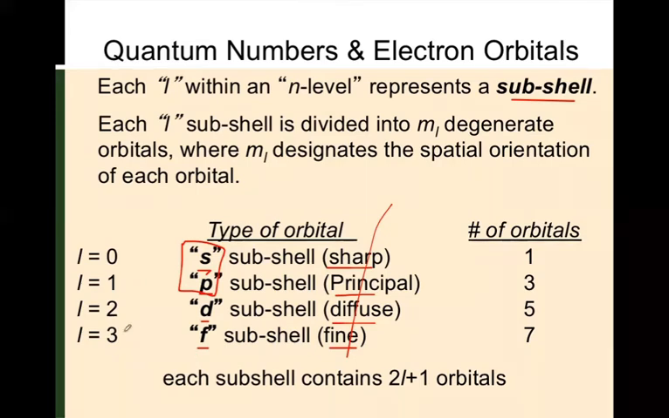But just make sure that you know that L is equal to 0 corresponds to S, L is equal to 1 corresponds to P, L is equal to 2 corresponds to D, and L is equal to 3 corresponds to F, and then the number of orbitals in each of those. But remember that the number of orbitals is easily calculated as just 2L plus 1.